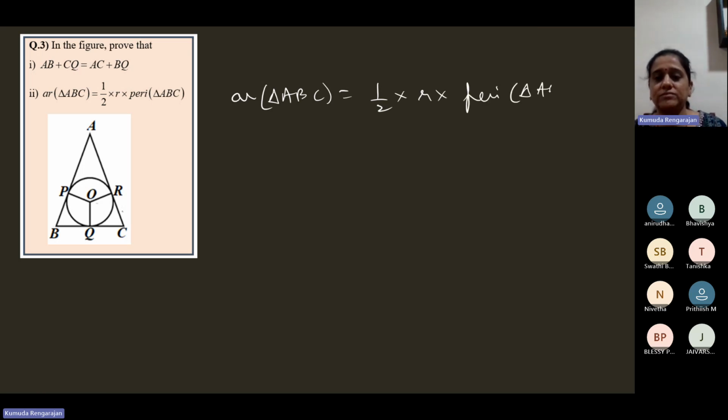Area of the triangle ABC is equal to half into inradius into perimeter of the triangle ABC. So if you're given any two of these, you can substitute in this equation and find the third one.